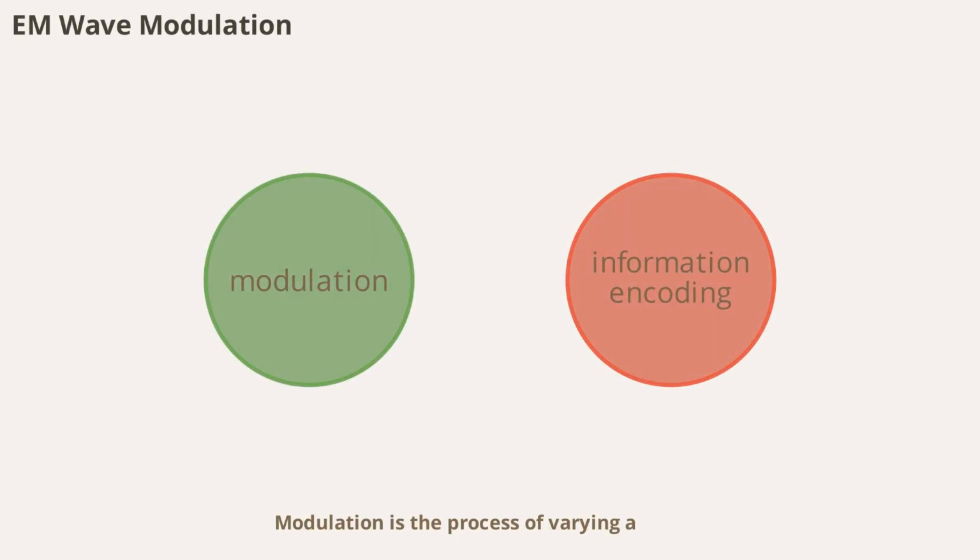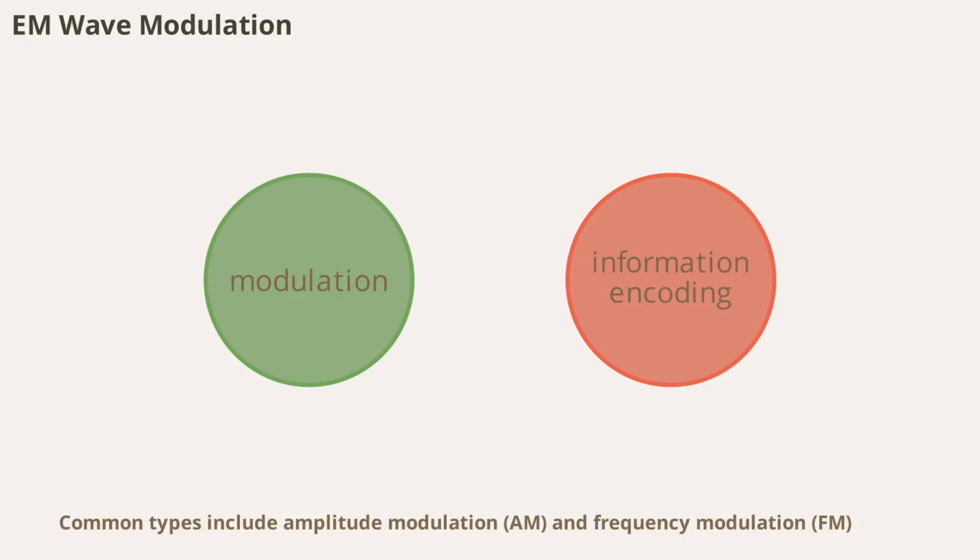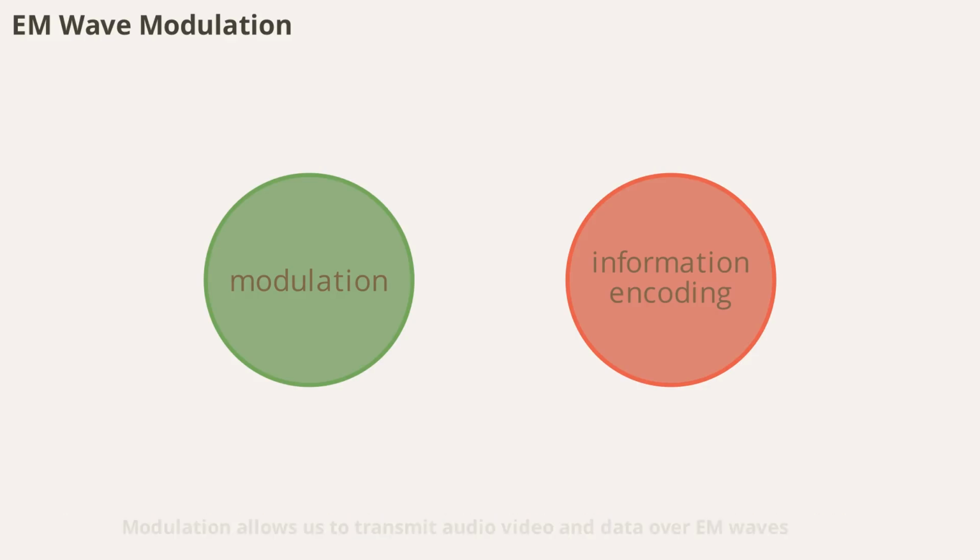Modulation is the process of varying a property of an electromagnetic wave to encode information. Common types include amplitude modulation (AM) and frequency modulation (FM). Modulation allows us to transmit audio, video, and data over EM waves, forming the basis of all wireless communication systems.